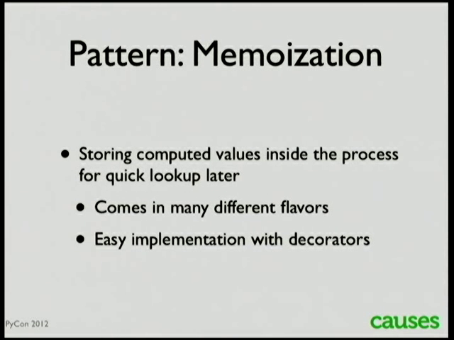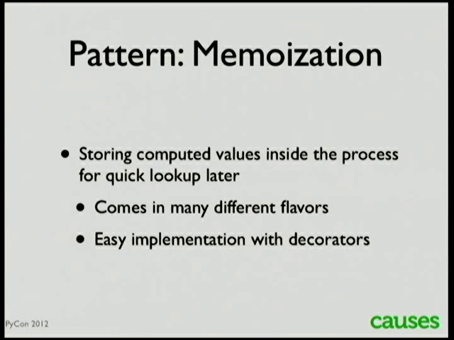For instance, Django query sets have a result cache. So if you try and do a database query with a Django query set, the first time it will query the database, and the second time you try and iterate over that same query set, it just uses its internal cache, which is a memoized version. So this is a great pattern that's really easy.